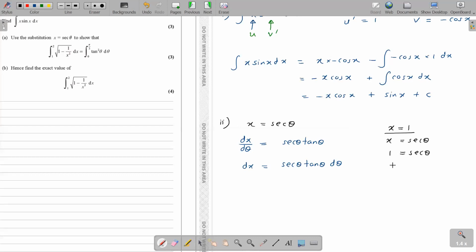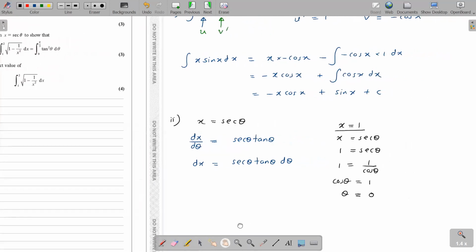You know sec is 1 over cos, which means cos theta equals 1. What is cos inverse of 1? Where do you get cos 1? Cos 1 is 0, right? The cos graph reaches 1 at 0. Do you agree? So when x is 1, we get theta is 0.